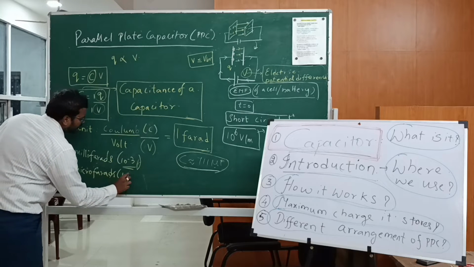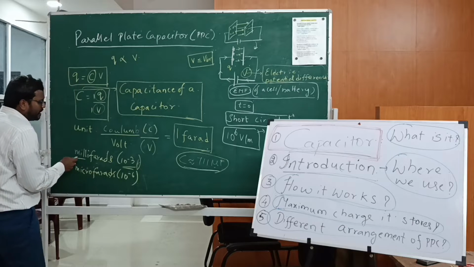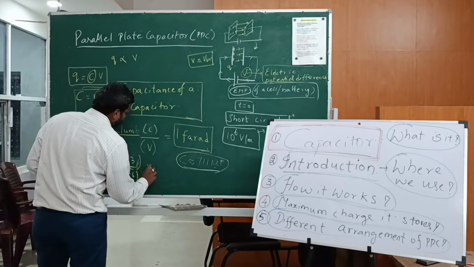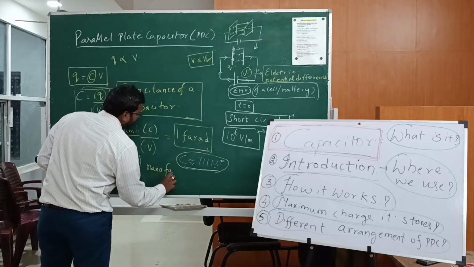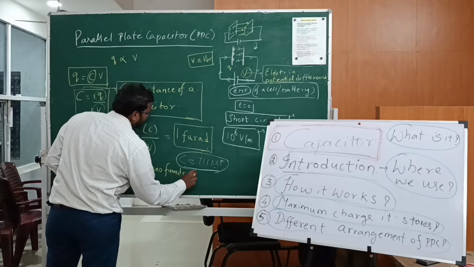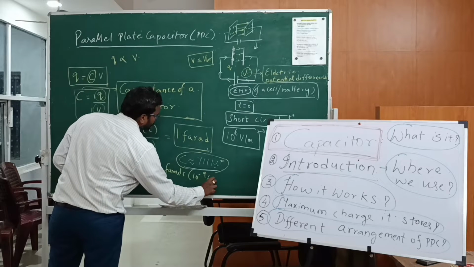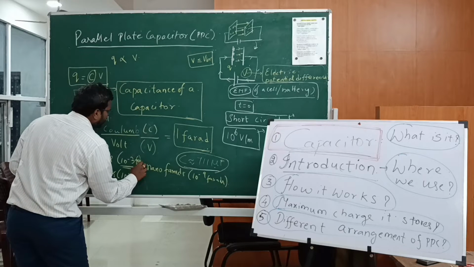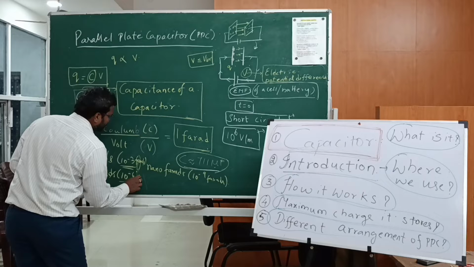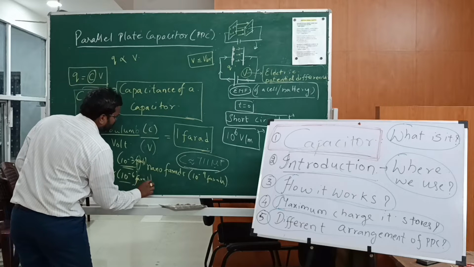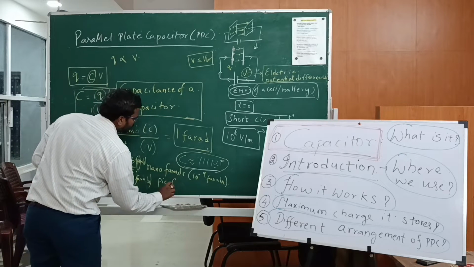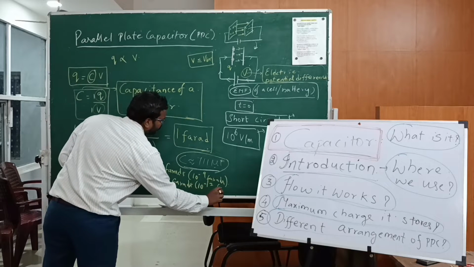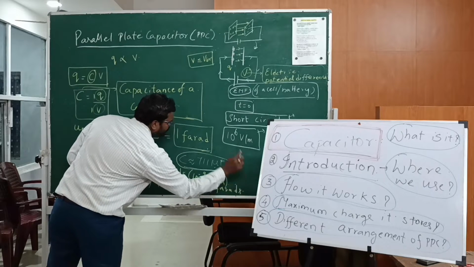Microfarads means 10 power minus 6 farads, right? Milli means 10 power minus 3, micro means 10 power minus 6, and nanofarad means 10 power minus 9 farads, right? Picofarads: pico means 10 power minus 12 farads.